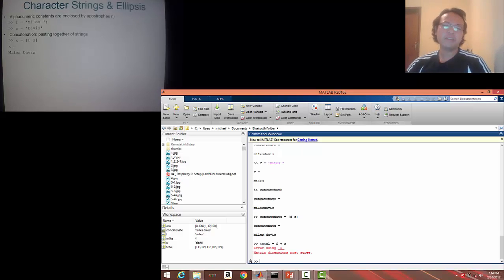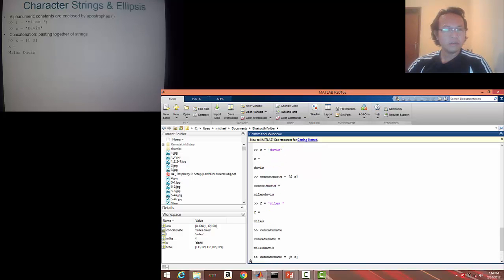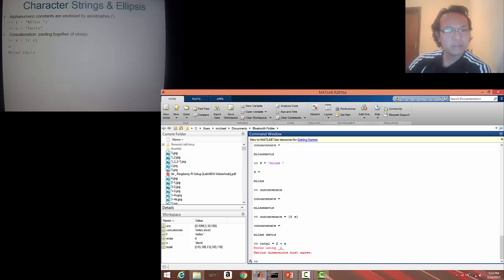Let's see, matrix dimensions must agree. It's not possible. Why? Miles is how many characters here? 5, but S is only, wait. F plus S. By the way, let's look at F here, because when you use plus, we are using double. But for now, let's not talk about it. Okay, so that is not possible. Matrix dimensions must agree. Okay, let's move on.